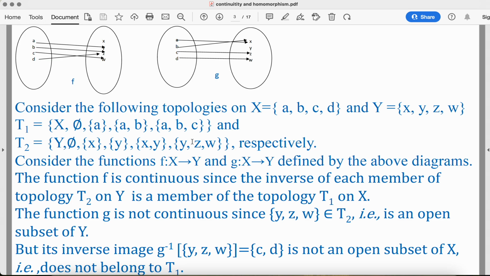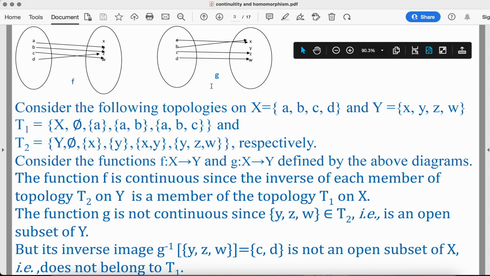If we consider two functions f from X to Y and g from X to Y defined as in these diagrams, the image of a under f is y, the image of b under f is z, the image of c under f is w, and the image of d under f is z. Under g, the image of a is x, the image of b is also x, the image of c is z, and the image of d is w.